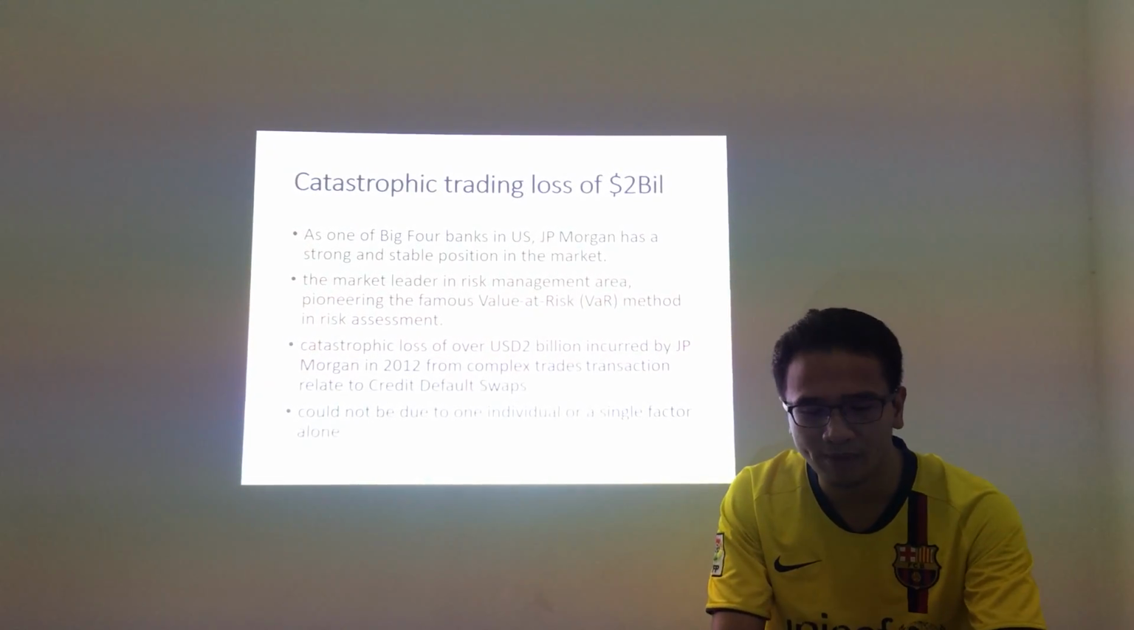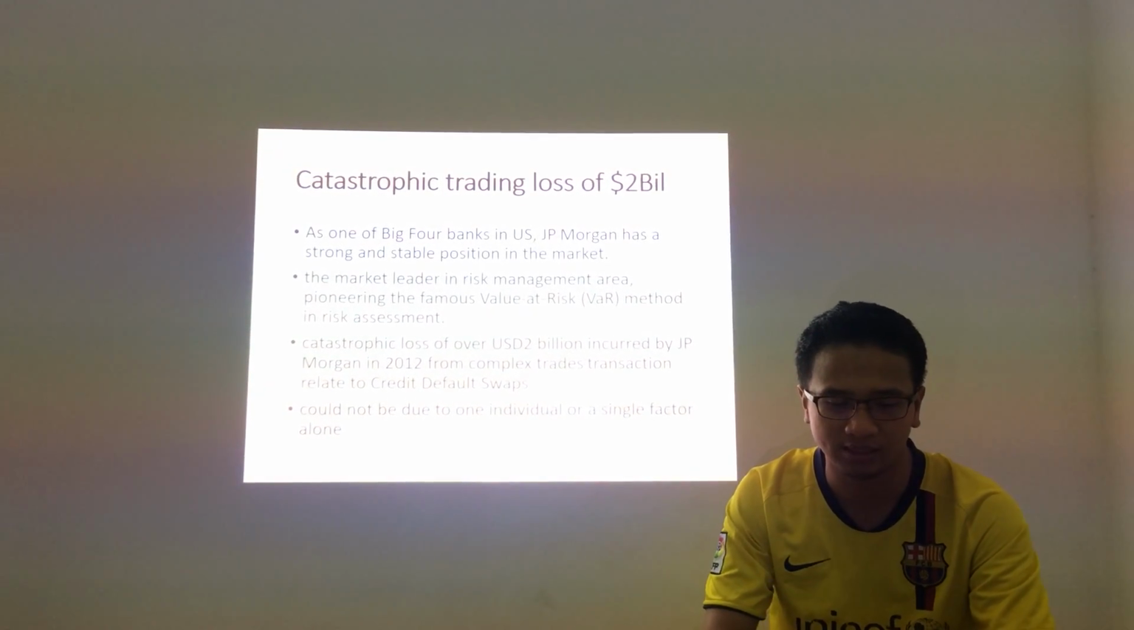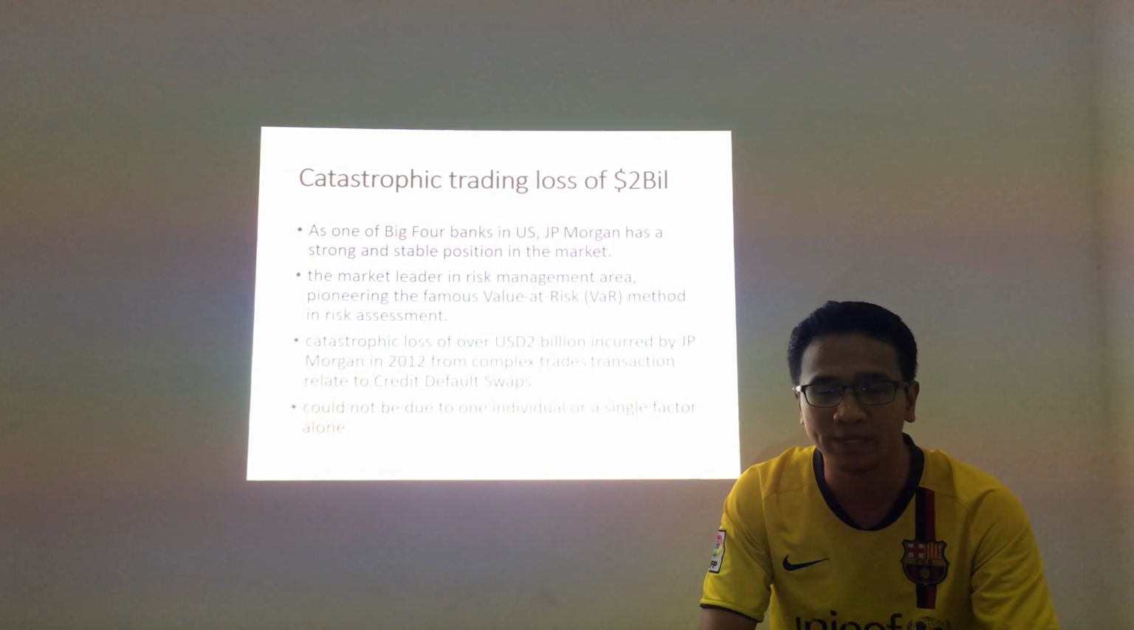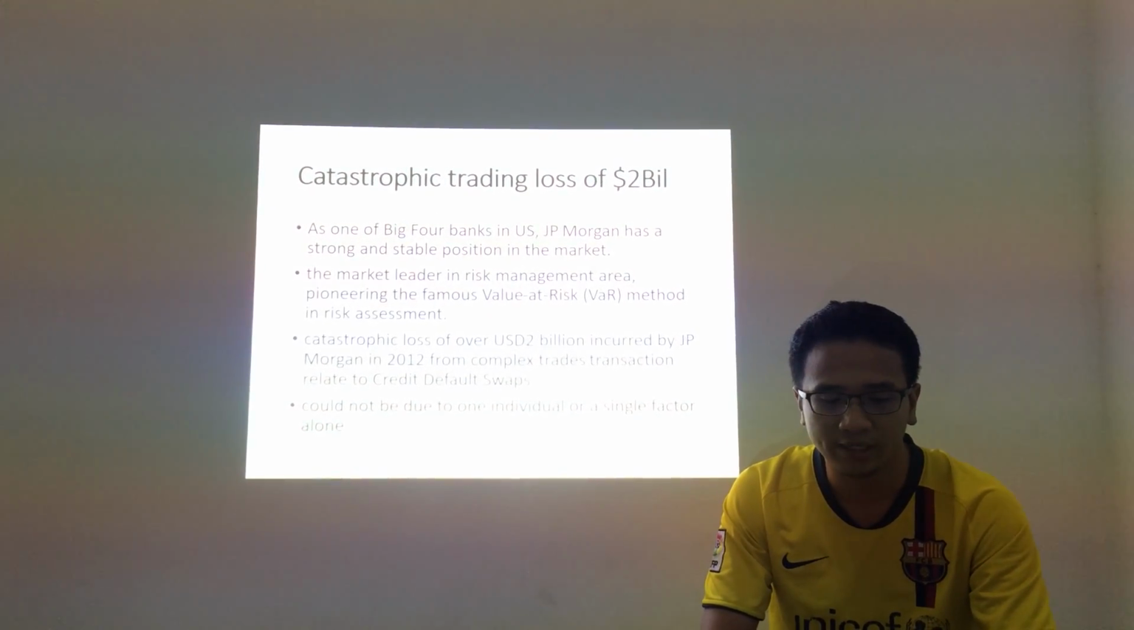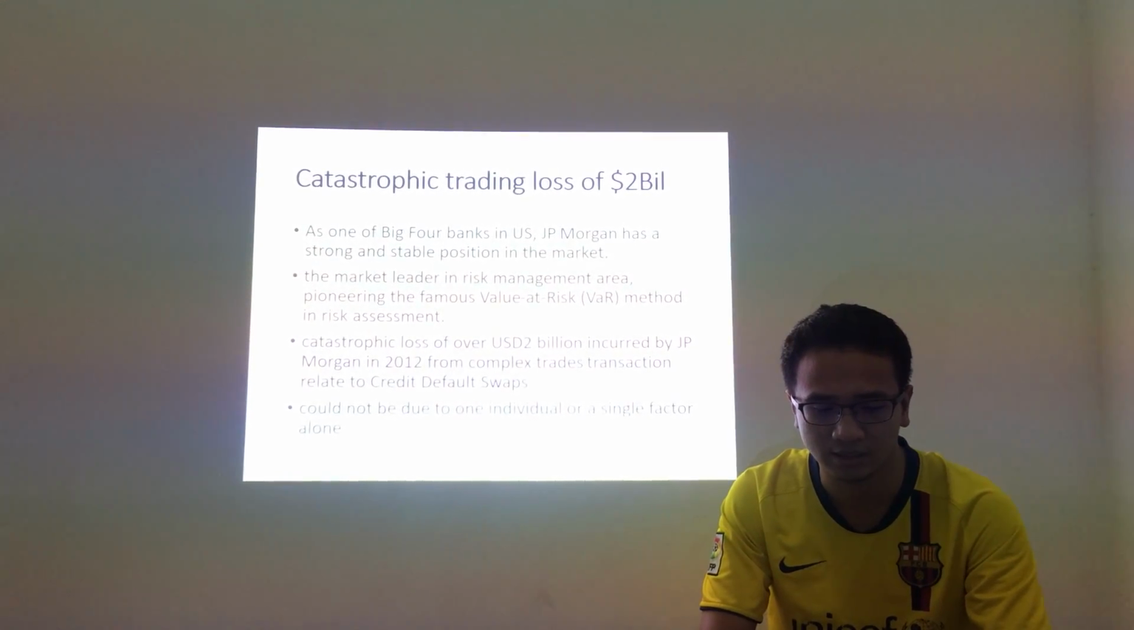As one of the big four banks in the US, JP Morgan has a strong and stable position in the market. They are the market leader in the risk management area, and they are the pioneer of the famous value at risk method in risk assessments.